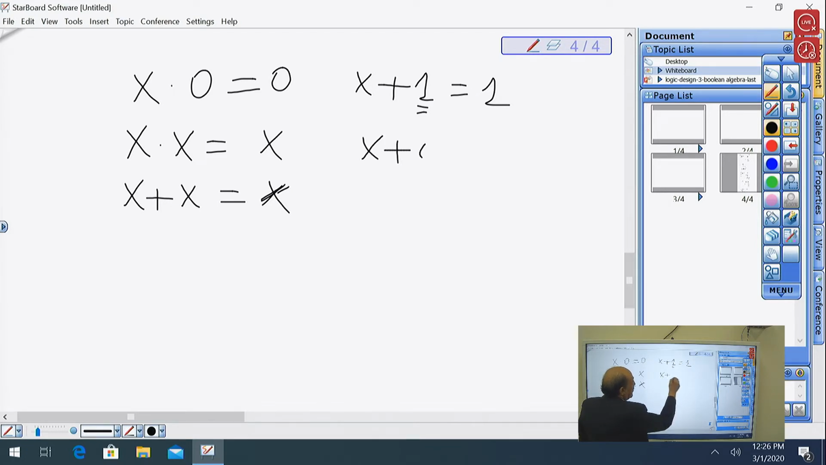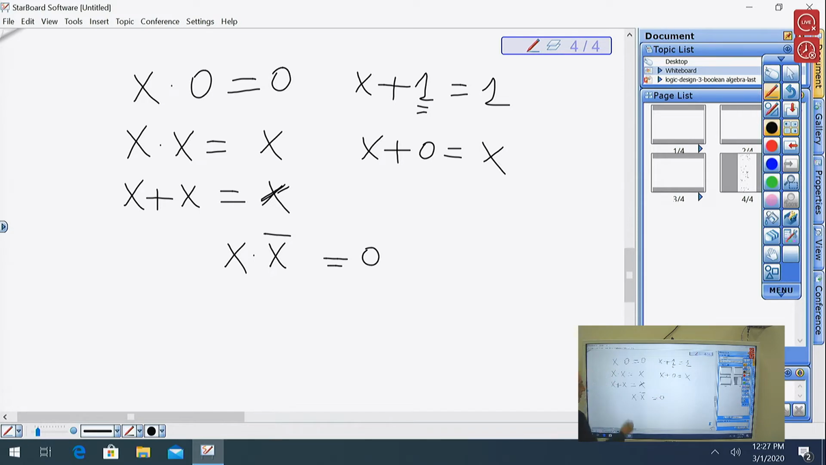X ORed with 0 is always x. If x is 1, then 1 or 0 is 1. If x is 0, 0 or 0 is 0. X ANDed with not x is always 0. Do you see here? We will have this component or this one be 0, so the output is 0.